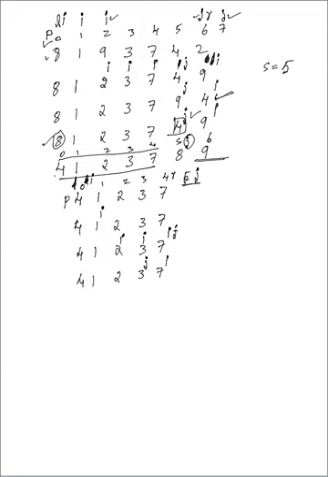Now swap A of I with A of J. Observe carefully: in 4, 1, 2, 3, 7, the 7 and 3 will be swapped. I and J will not change. Next, I is greater than or equal to J. Now observe carefully: I is at the 4th and J is at the 3rd, so 4 is greater than or equal to 3. The condition is true. True means come out.